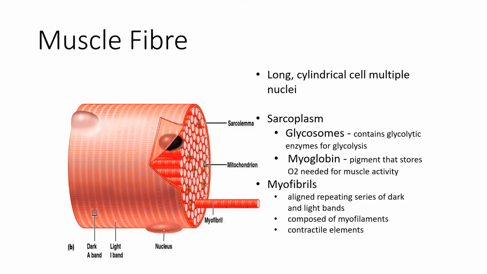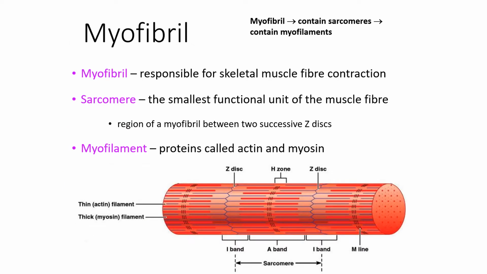Myofibrils make up most of the muscle volume, and the arrangement of the myofibrils within a fibre is such that a perfectly aligned repeating series of bands, a dark A band and a light I band, is evident, giving the muscle fibre that striated appearance. So a myofibril is responsible for skeletal muscle fibre contraction.